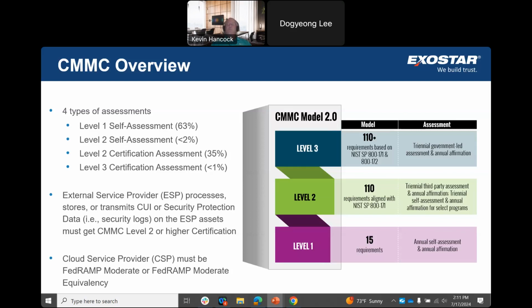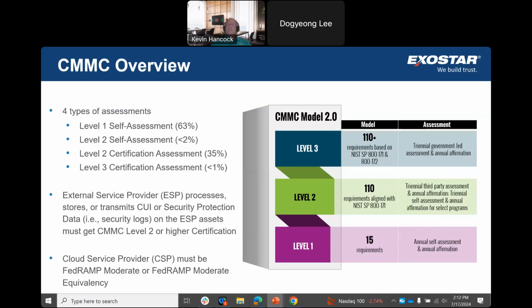Two kind of new terms were more fully fleshed out within the proposed rule, and they're important to us because a number of us use third parties to help us fulfill controls or leverage a particular service. And those two terms are an ESP, an external service provider, or a CSP, a cloud service provider. The ESPs are those organizations, typically you may think of these as MSPs or MSSPs, that help you fulfill particular controls, fulfill a particular IT function.